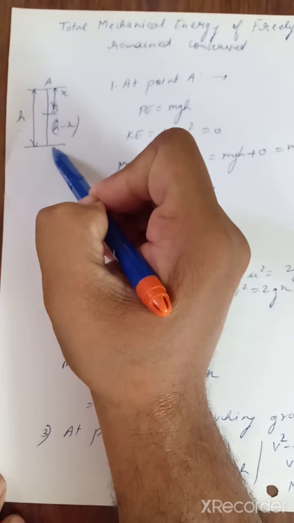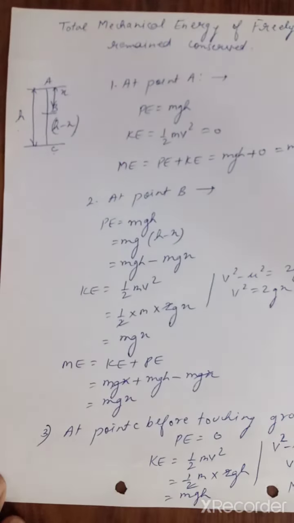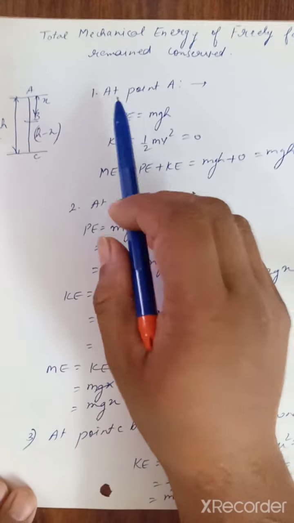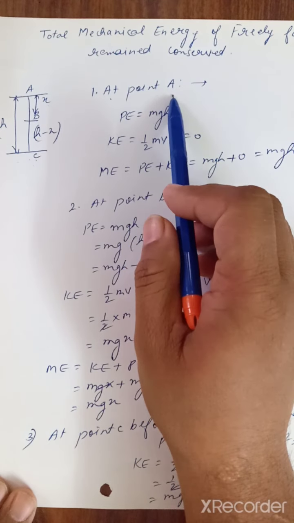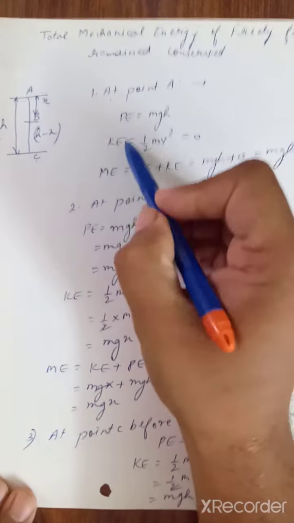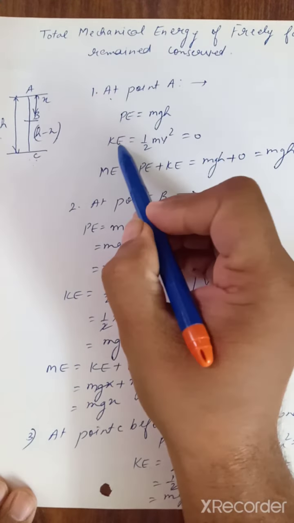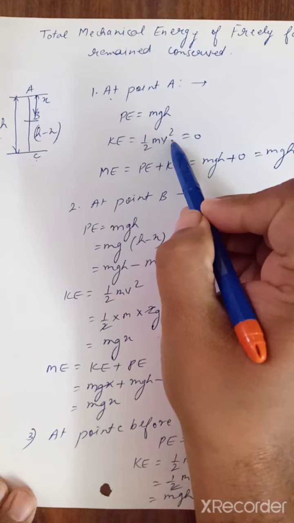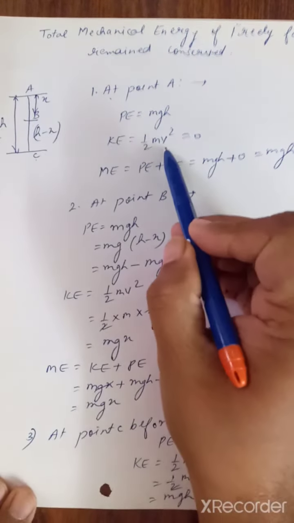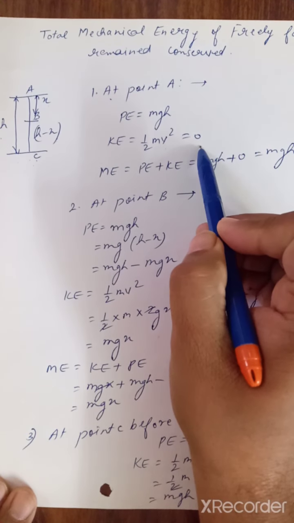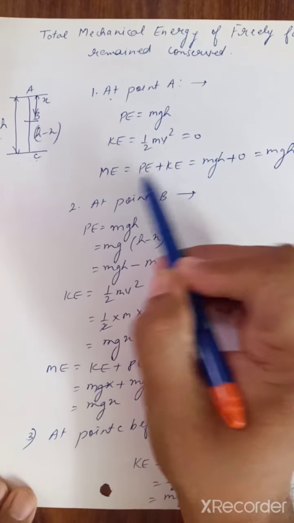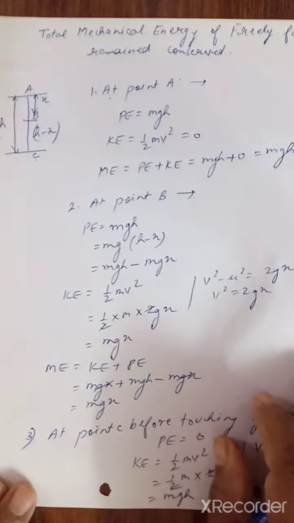At points A, B, C we will be calculating mechanical energy, and we know that mechanical energy is the combination of the kinetic and the potential. So first we are considering the point A. At the point A we are supposed to calculate kinetic energy and potential energy. Potential energy is mgh. Kinetic energy we know the formula half mv square. Since the object is at rest, it is not moving, the velocity will be considered as 0. So kinetic energy you will get here is 0, and mechanical energy we want to calculate is the combination, so mgh plus 0 you will get mgh.